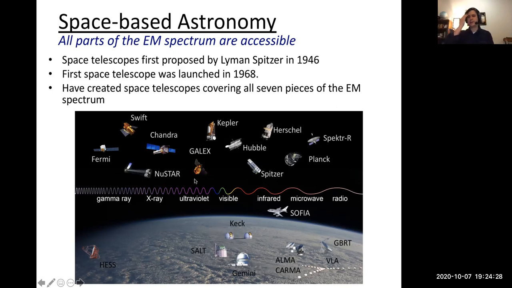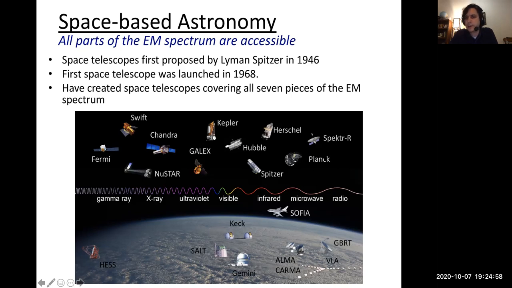GALEX is now retired, but it operates in the ultraviolet part of the spectrum. Or no, GALEX is still operational, and it operates in the ultraviolet part of the spectrum. Hubble operates a little bit in the ultraviolet. It's sensitive in the ultraviolet. Spitzer, which is now fully retired, was an infrared space telescope. We don't currently have an operational infrared space telescope. Herschel was in the infrared as well, but it's no longer operational.